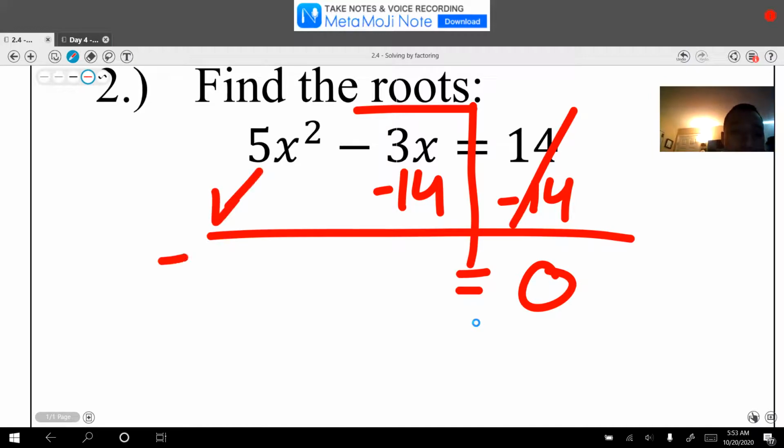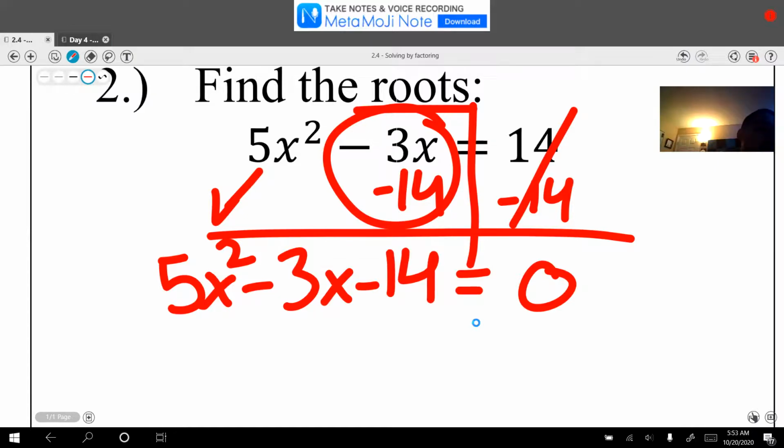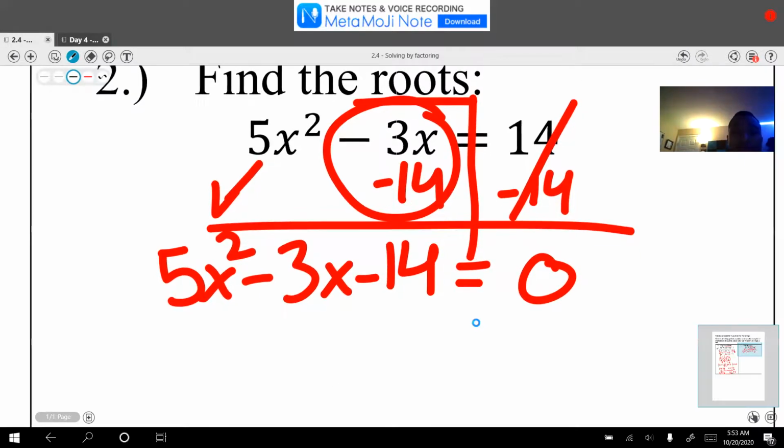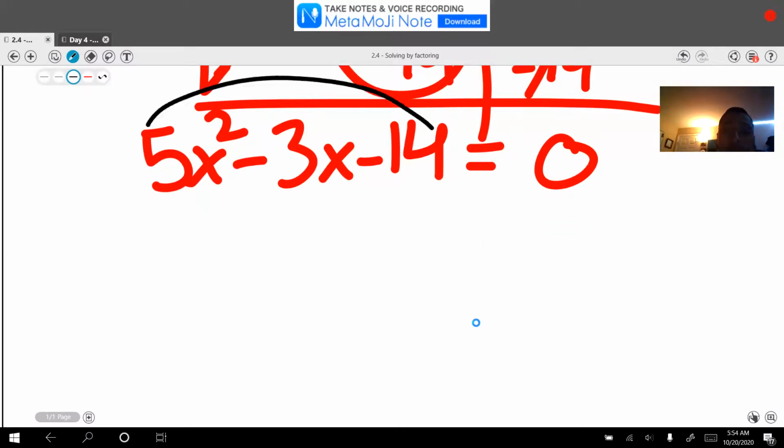I'm going to go ahead and drop the 5x squared. These ones cannot be combined because they're not like terms. So I'm just going to rewrite them in standard form. And now there's my equation. Cool. So now I can go ahead and do the emoji method. I noticed that there's no greatest common factor. So I'm going to go ahead and just do the emoji method.